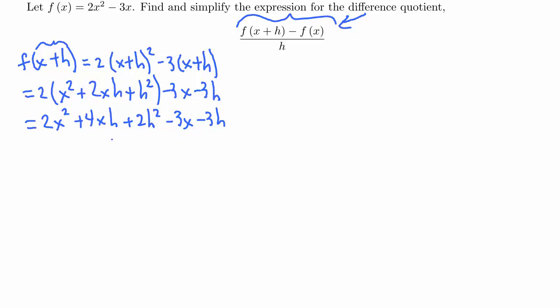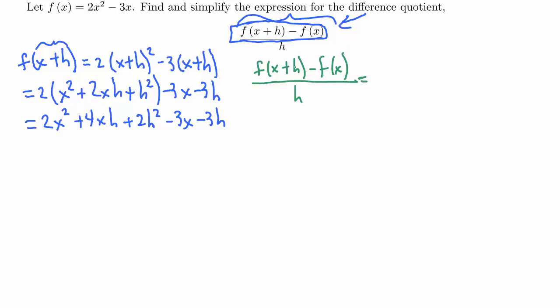Now what I need to figure out is, what is this entire expression right here, the f of x plus h minus f of x? Well, to do that, I'm going to have to just write down f of x plus h minus f of x. But if I do that, I might as well divide the entire thing by h as well. And that will give me the difference quotient.